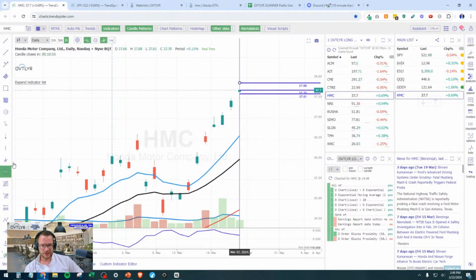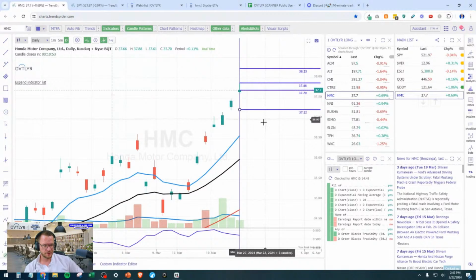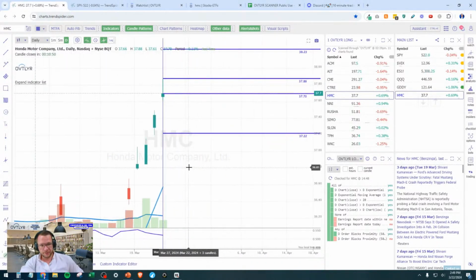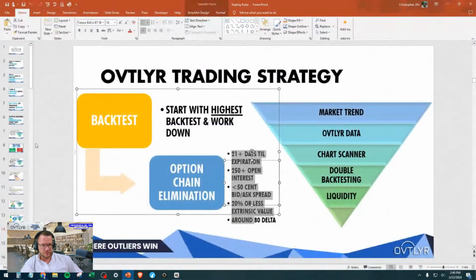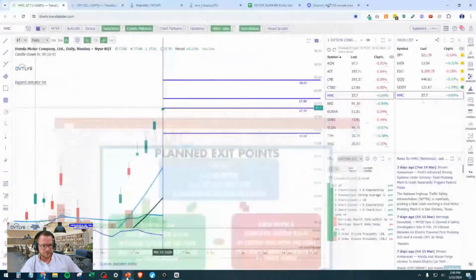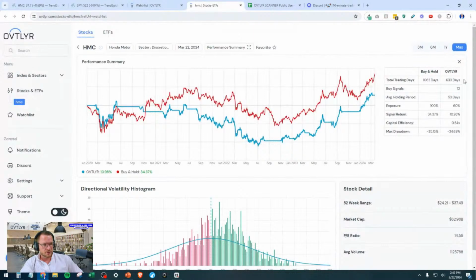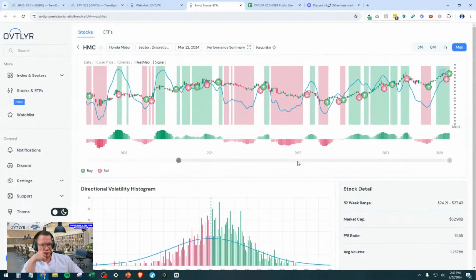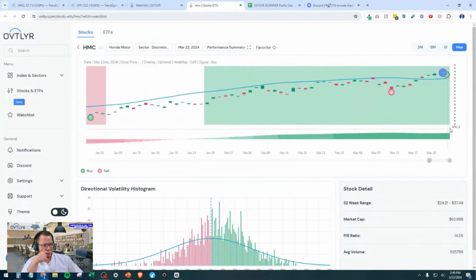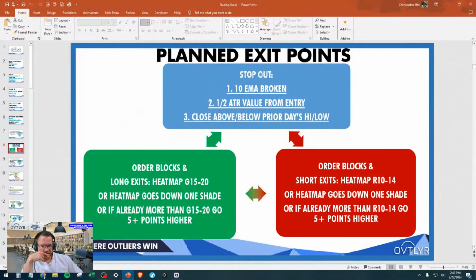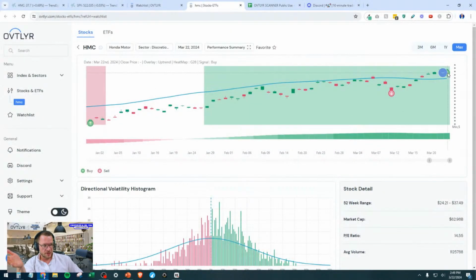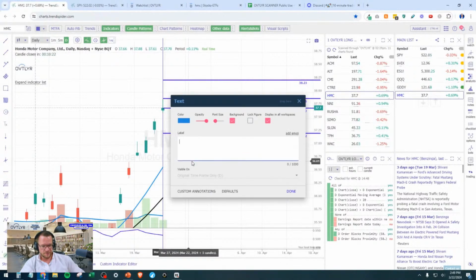I do this every day before I'm done because I want to ensure that I know the very next time I trade this, where am I going to get out? Right? Where am I going to get out? So let's take a look first at the behavioral heat map because we're currently at G28. Now my rule is if it's greater than G15 to 20, I want to go 5 points higher. So G33 is 5 points higher than G28. So I'm going to add a note here.